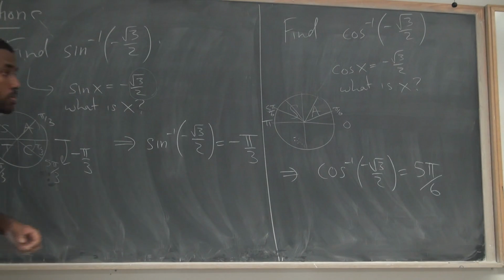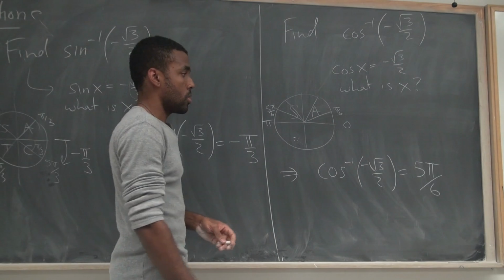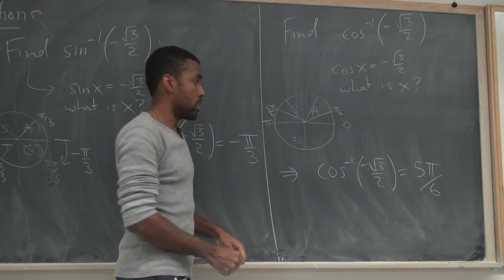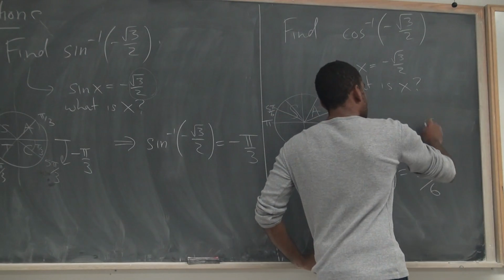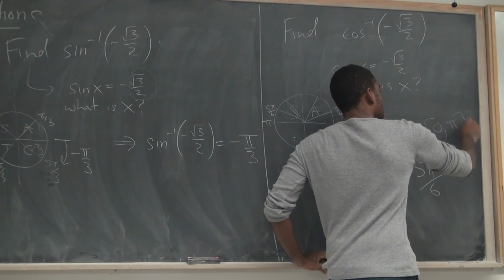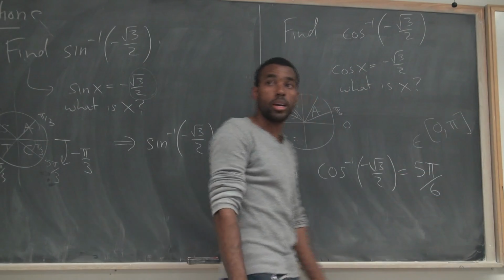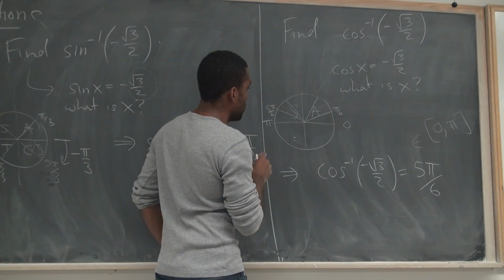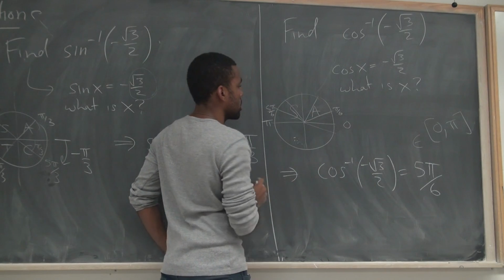7 pi over 6 will be positive, so you don't do it. No, 7 pi over 6 is bigger than pi, right? So your answer has to live between 0 and pi. 7 pi over 6 is bigger than pi. So technically what you are thinking of is 11 pi over 6.